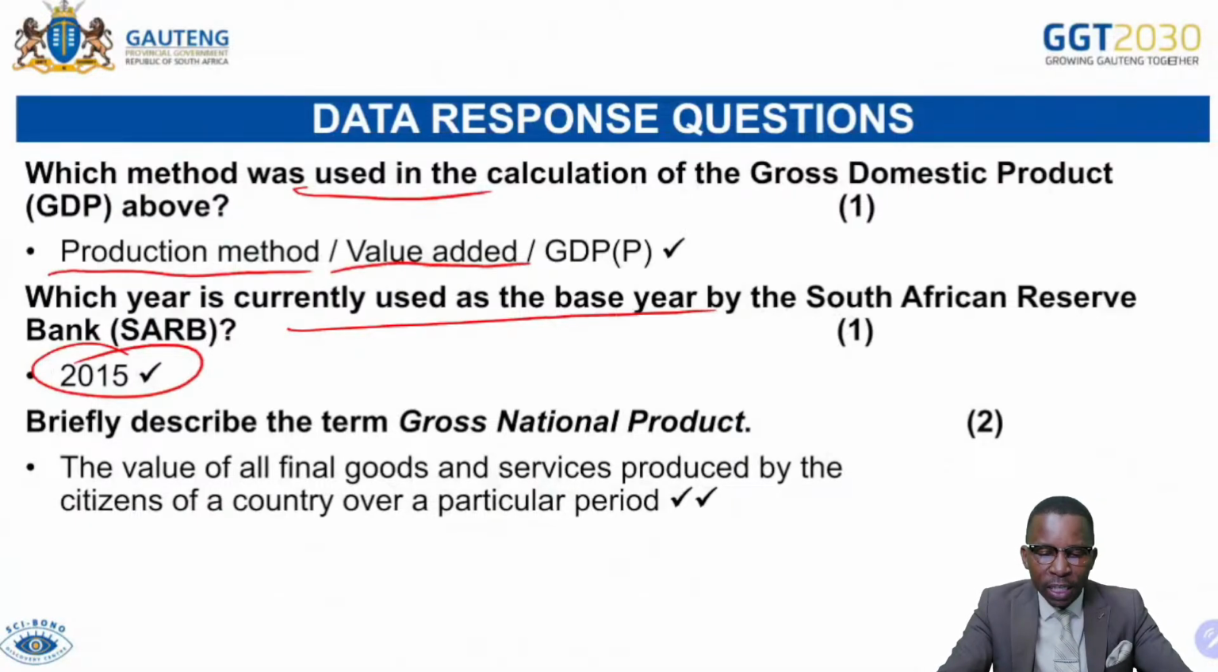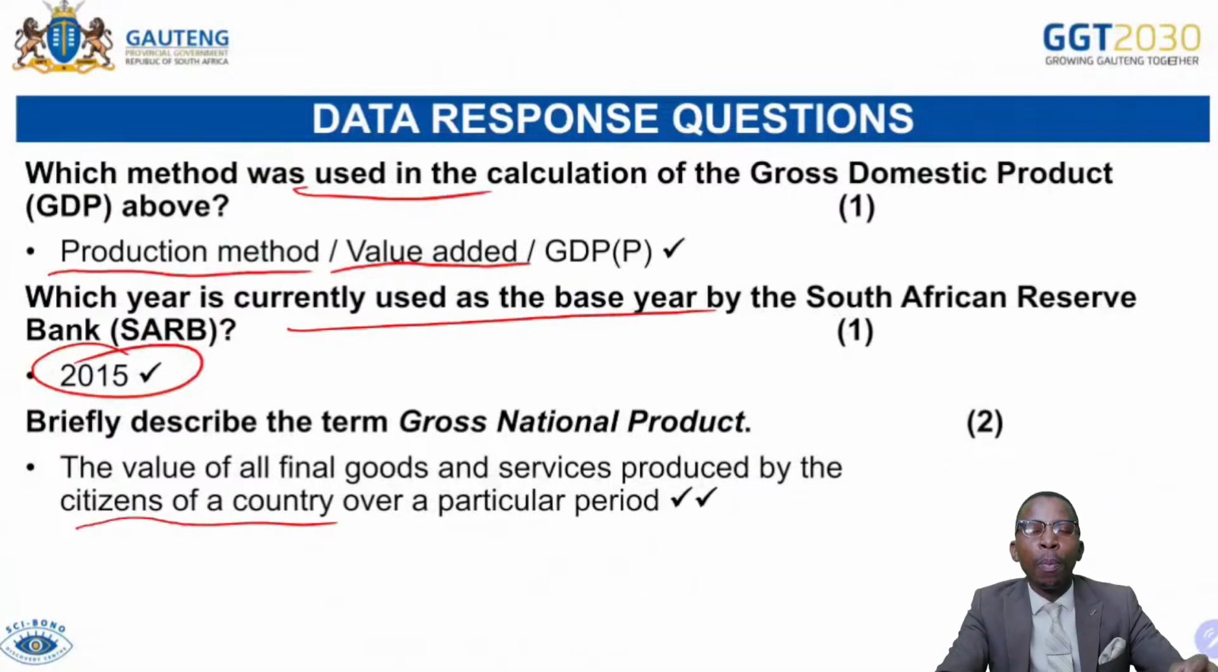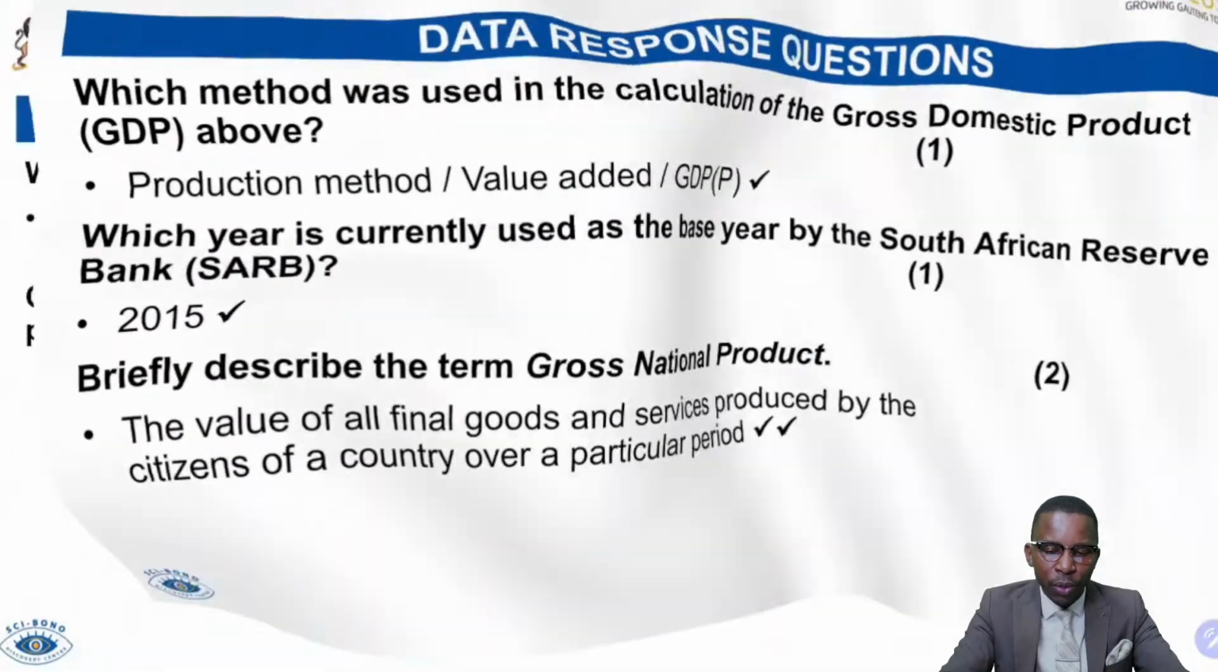Briefly describe the term gross national product. So that's the value of all final goods and services produced by citizens of the country over a particular period. Normally, we say permanent residents of the country. We can even say regardless of where they are in the world. And then we continue.